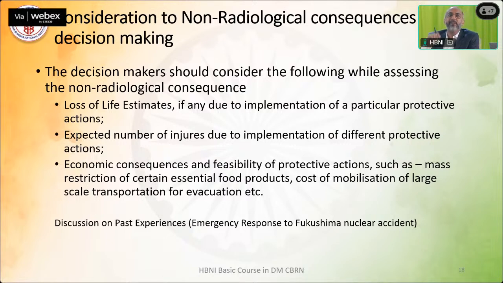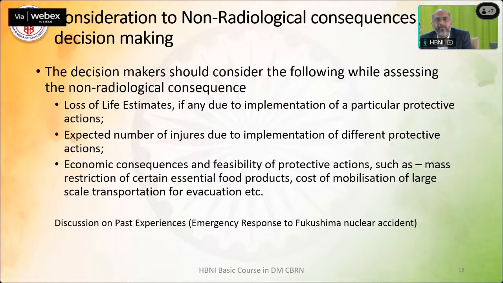Okay, because this is a learning that we have learned from past disasters. Discussions on past experience, the emergency response of the Fukushima accident, have repeatedly indicated that our capability to address the non-radiological consequences has to be equally emphasized. So while making decisions, we need to look at certain aspects, like loss of life estimates, if any, due to implementation of a particular protective action. When we are implementing a protective action, we should at least have an idea: is there a threat to life because of implementing a certain action?